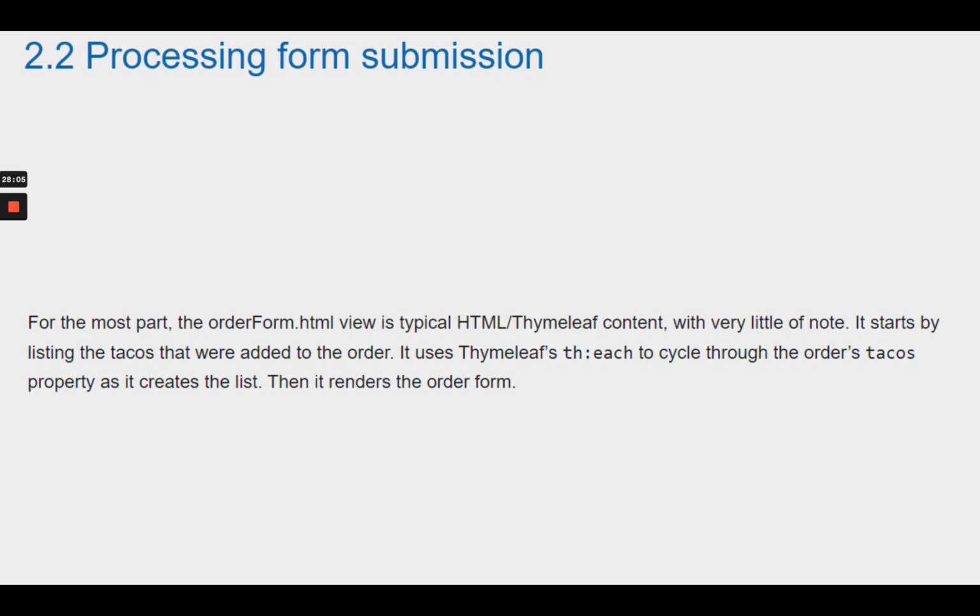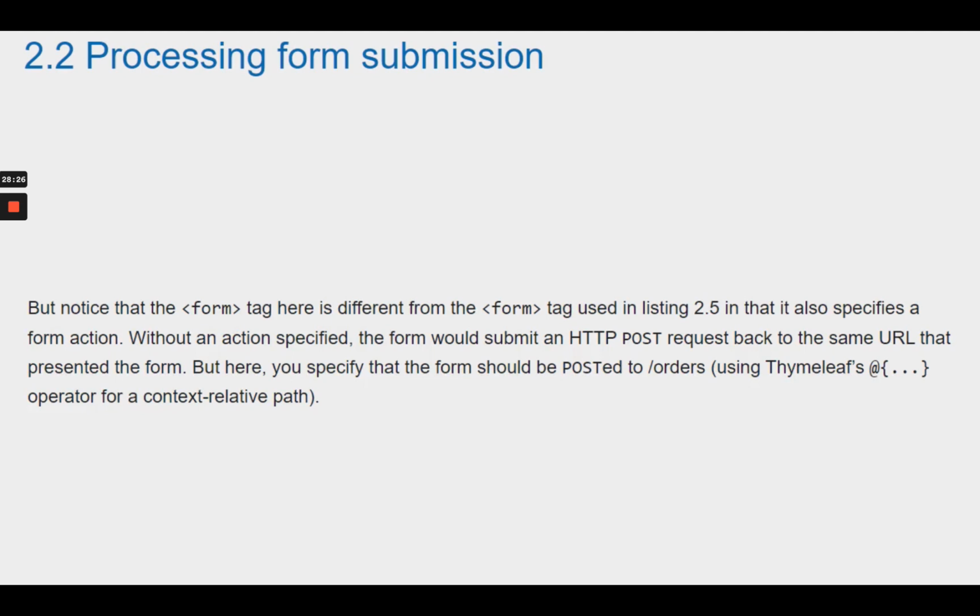For the most part, the orderForm.html view is typical HTML/Thymeleaf content, with very little of note. It starts by listing the tacos that were added to the order. It uses Thymeleaf's th:each to cycle through the order's tacos property as it creates the list. Then it renders the order form. But notice that the form tag here is different from the form tag used in listing 2.5, in that it also specifies a form action.